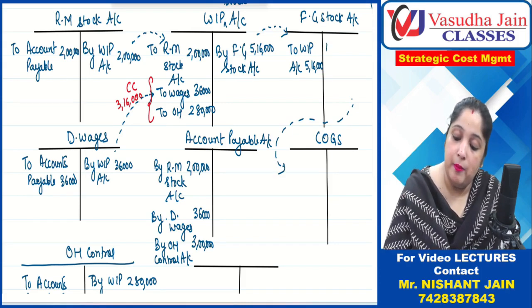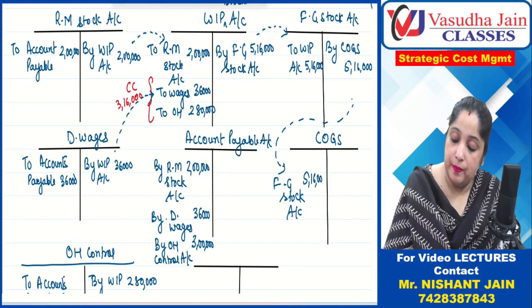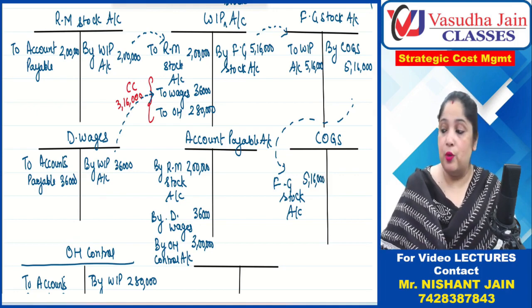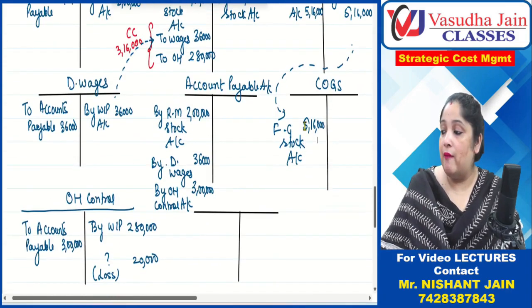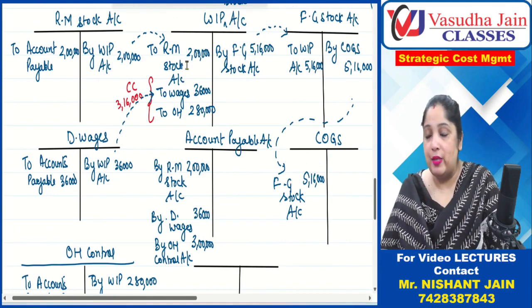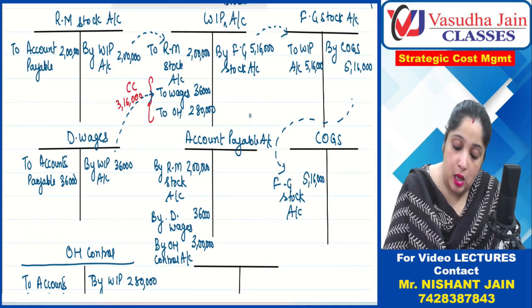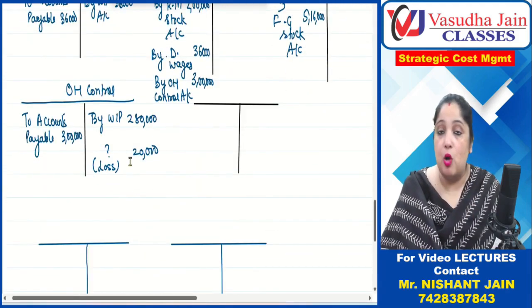Okay, so let me write here by COGS 5,16,000, and here it is finished goods stock account 5,16,000, right? Okay, so cost of goods sold is done. Now what are we supposed to do? We have a loss and we have a cost of goods sold. Rest everything, whatever raw material we have purchased, we have transferred to work in progress. There is no work in progress stock also. So what we are going to do is transfer this loss to where?